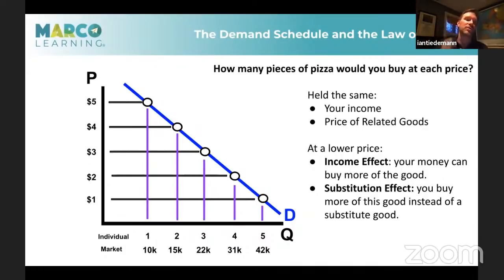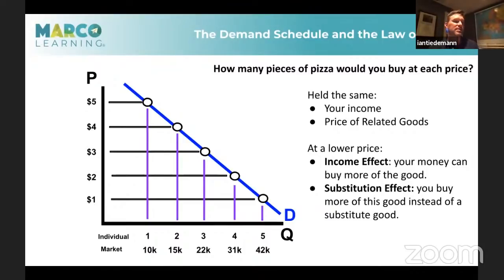Now, I included a note here about an individual versus the market. The market demand would be like taking your individual demand schedule and compiling it all together with everybody else in that market for pizza at those prices. So you could figure out how many slices people in the entire market would buy at $5 per slice. And it would probably follow the same general law. I would hope so, right?